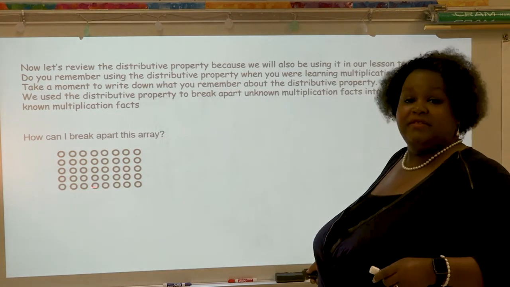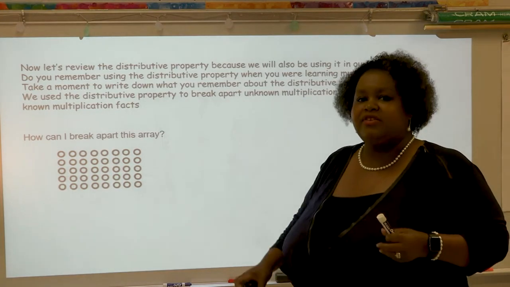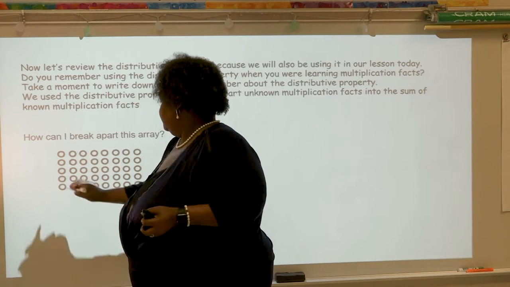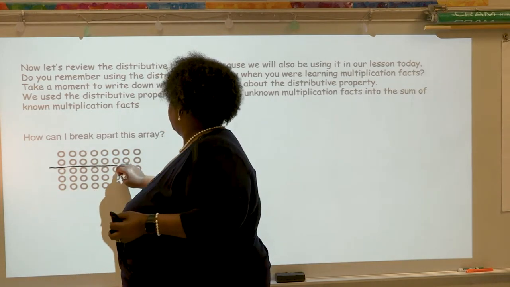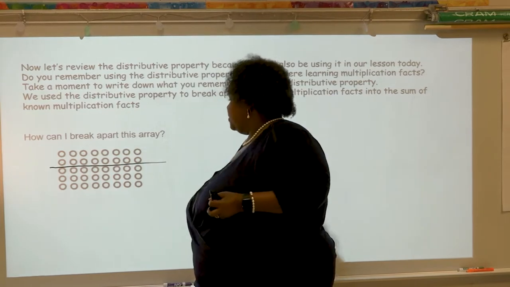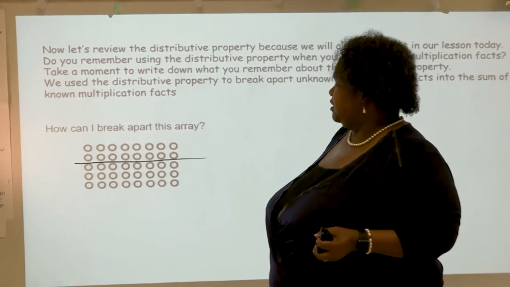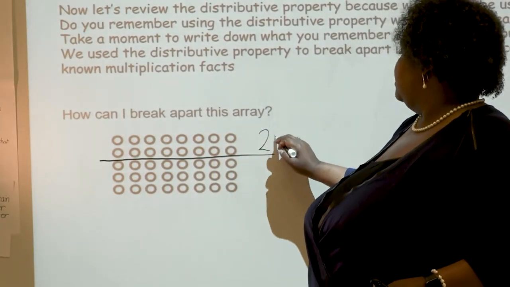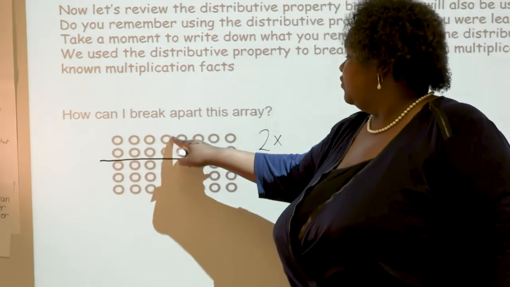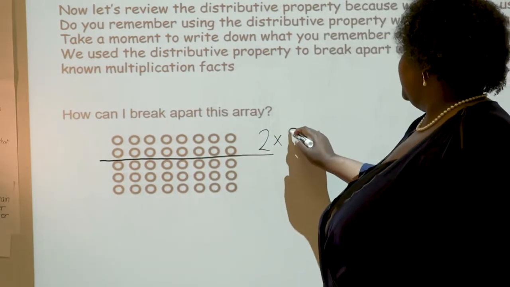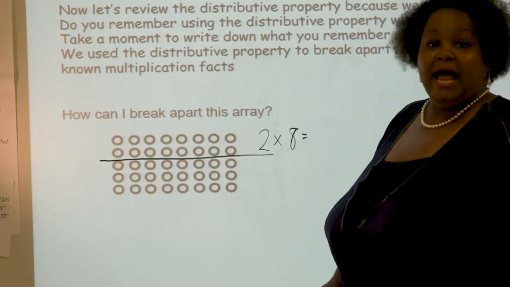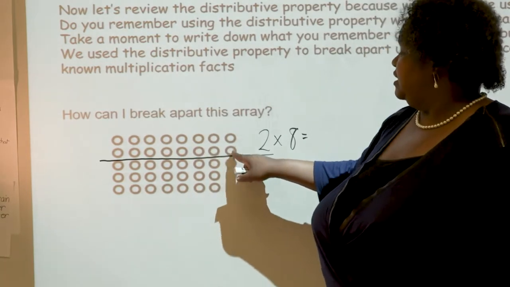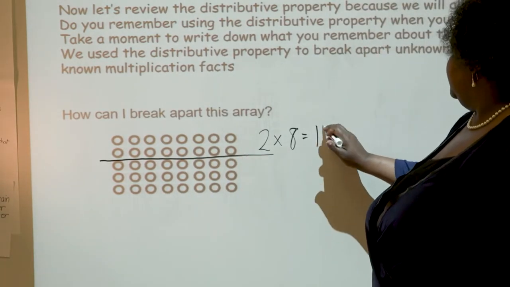How can I break apart this array? Let's use that distributive property. I'm going to put a horizontal line right there to break it apart. And let's see what's above that line. 2 times 1, 2, 3, 4, 5, 6, 7, 8. 2 times 8. I can count by 2s. 2, 4, 6, 8, 10, 12, 14, 16. 2 times 8 equals 16.